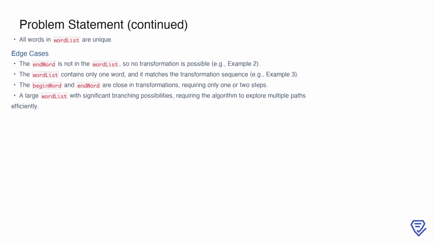Edge cases include scenarios where the end word is not in the word list, as seen in example 2, or when the word list contains only one word, which matches the transformation sequence, like in example 3. We also need to consider cases where the transformation requires very few steps, or where the word list is large and has many branching paths. The algorithm must efficiently navigate through these possibilities to find the shortest valid sequence.